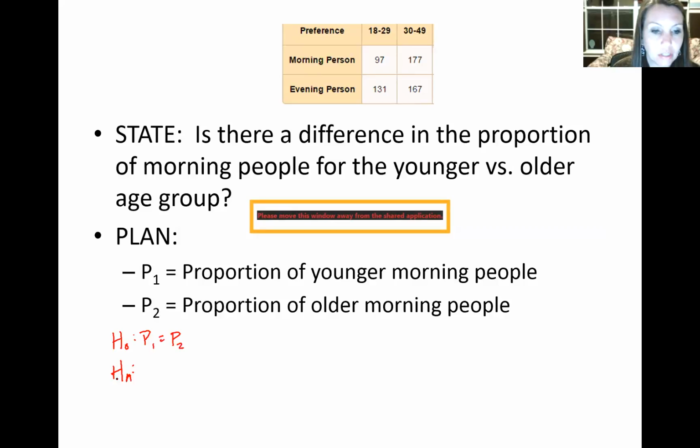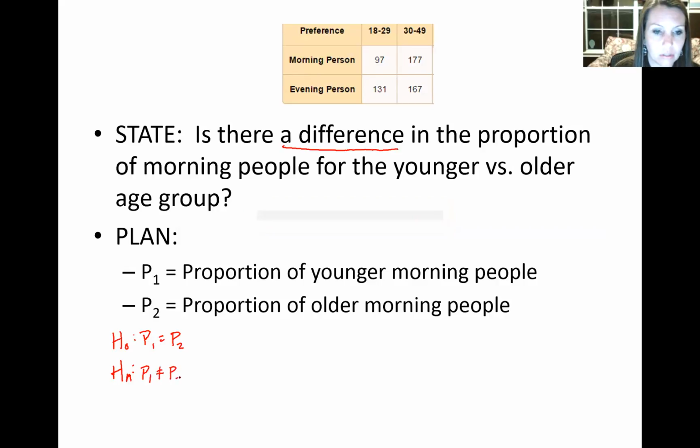So our alternative hypothesis, that's going to be based off of what our practical question says. And we just wanted to know, is there a difference in the proportion of morning people for younger versus older? So a difference, that's kind of code word for not equal to. So for our alternative hypothesis, we'll have P1 not equal to P2.